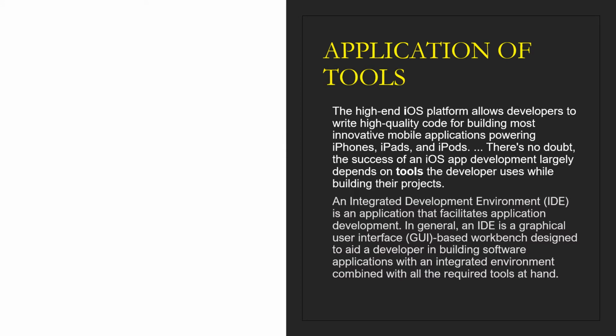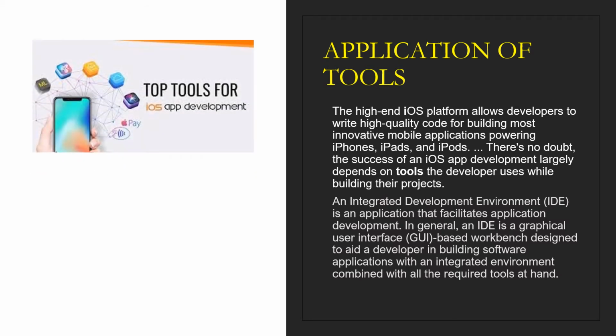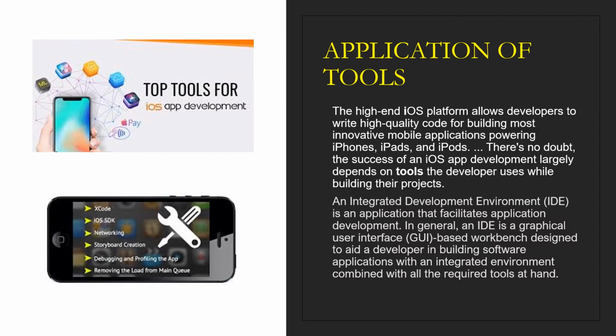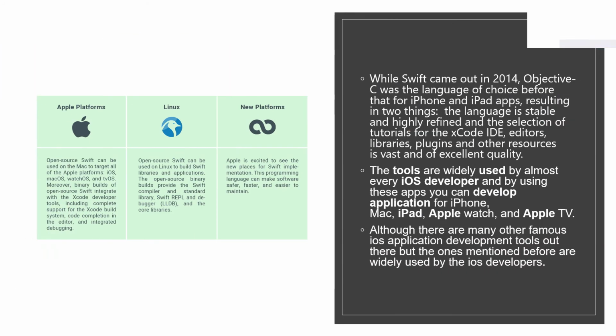The high-end iOS platform allows developers to write high-quality code for building the most innovative mobile applications powering iPhones, iPads, and iPods. Primarily, iOS was intended for compact devices with small screens, and apps were created using C and C++ programming languages. As we have seen, iOS is by far the most popular and advanced mobile operating system developed by Apple. It is used across millions of iOS devices, iPhones, iPads, and iPods. Its high-end platform creates abundant possibilities for developers to build innovative mobile apps by writing high-quality code.